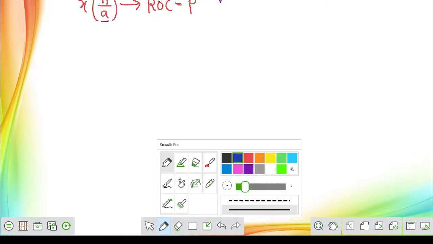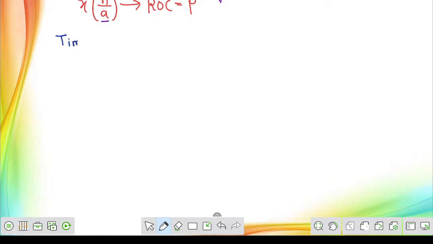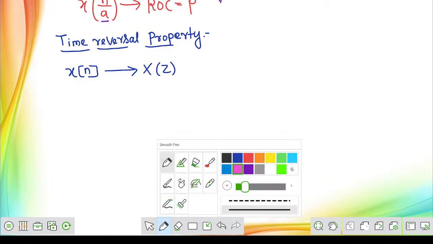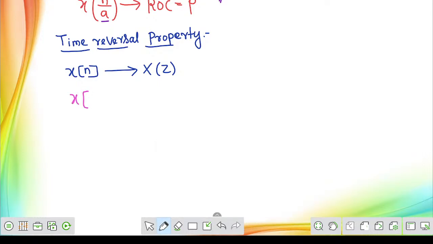So the next one we are going to discuss is the time reversal property. What is the meaning of time reversal? Just recollect, same thing. If I have a signal x of n, its corresponding Z transform is going to be x of Z. Now, if this signal is flipped, not shifted, it is flipped to the negative side.